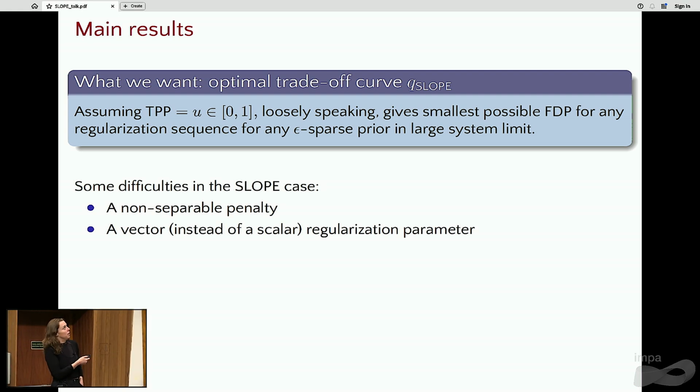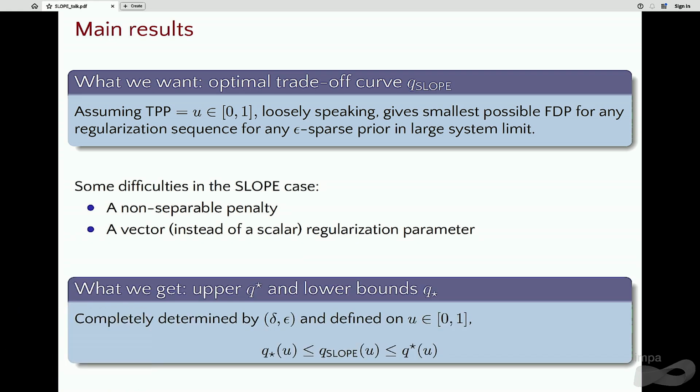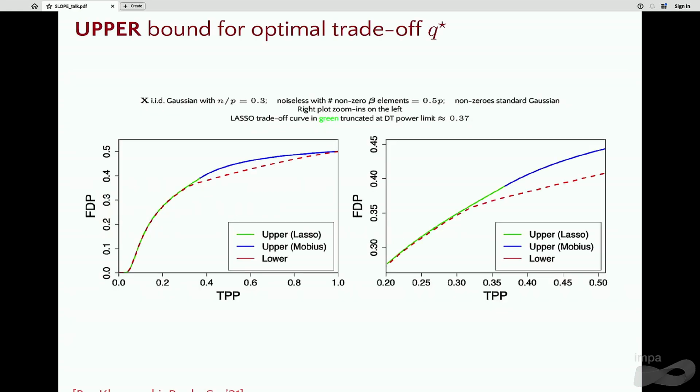Another reason is that we also have a non-separable penalty. If you think about that sorted L1 function, every output depends on every input through the sorting step. So the analysis is a bit more complicated. But what we were able to find are tight upper bounds and lower bounds on this curve, which I'll show you in pictures.